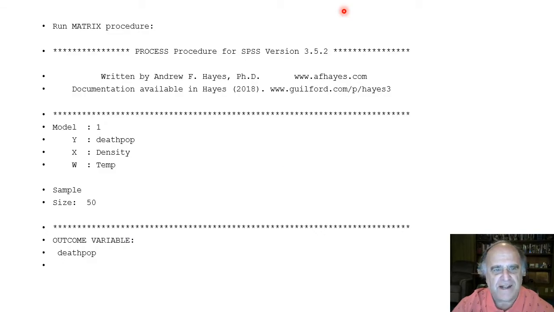Our previous moderation analysis was predicting COVID deaths in the population for each state, and the dependent variable, the Y, was deaths per 100,000. We also had density, or density of the population per square mile, and average temperature in the state. Again, our sample size is 50. We have 50 states. Now this time, instead of running SPSS, we're running PROCESS. And you can go back and compare these results from running PROCESS to the results from when we ran SPSS in the earlier class, if you would like.